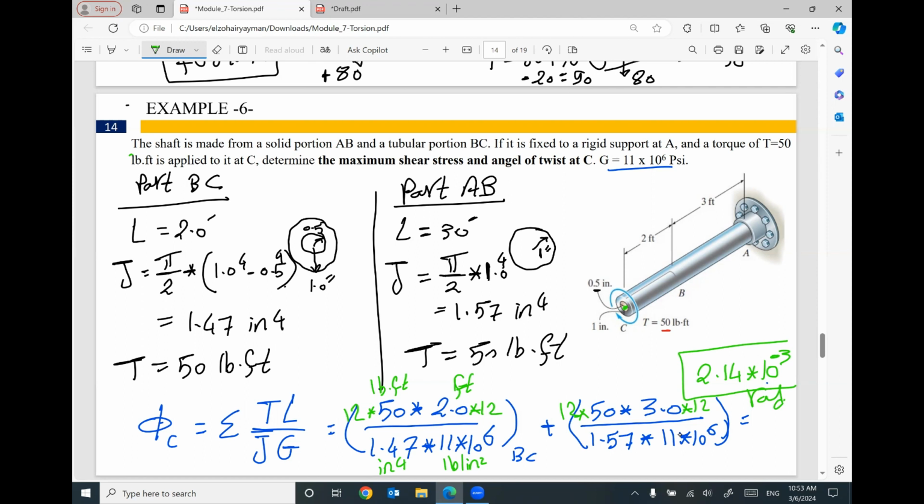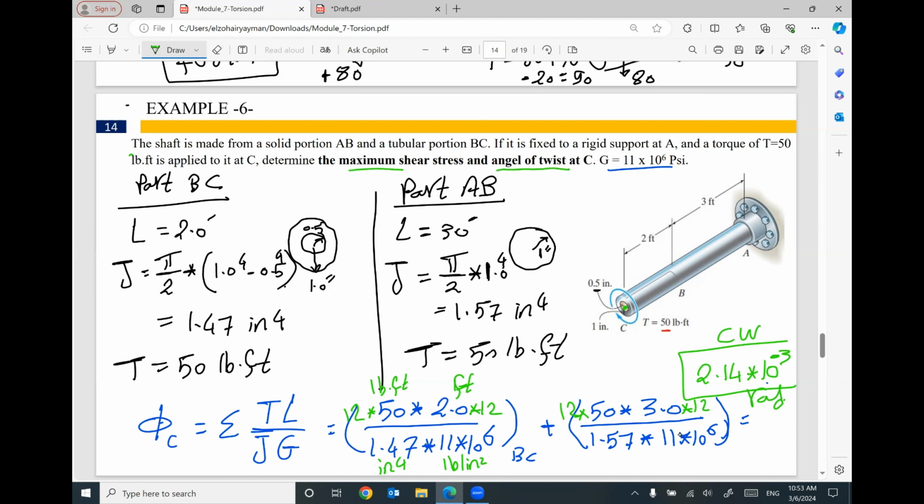That makes sense? This is the angle of twist at the free end C, equal 2.14 times 10 to power negative 3 radian in the same direction of this applied torque, which is clockwise. This is the angle of twist.